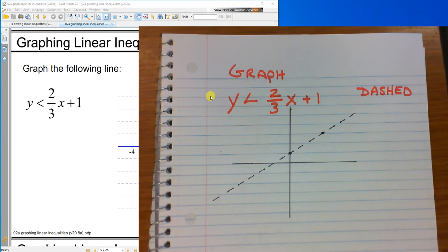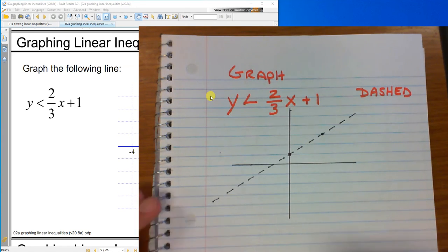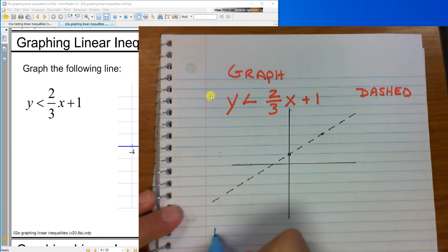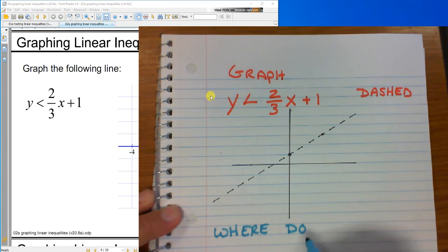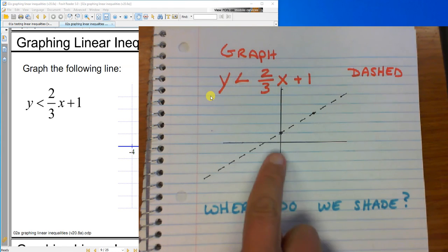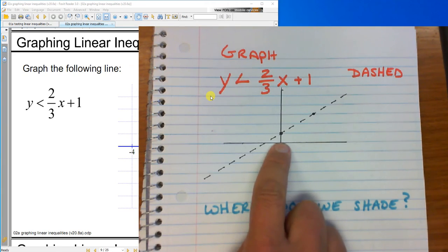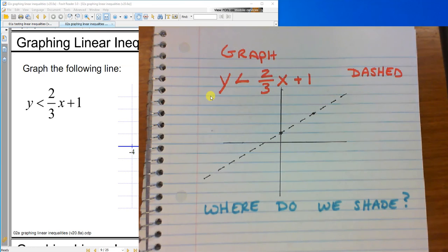Now we have to determine where to shade. Do I shade above the line or below the line? We want to shade the true area. I'm going to test 0, 0. If 0, 0 is true, that means I'll shade underneath it. If 0, 0 is false, that means the other side must be the true area. So let's test 0, 0.